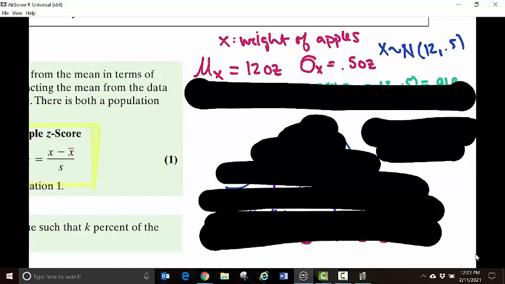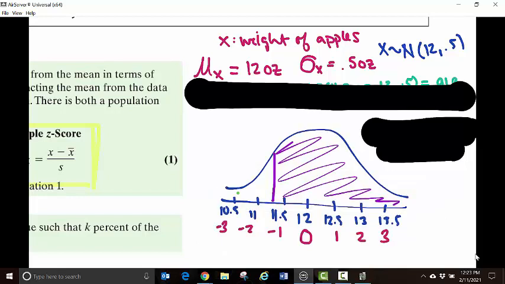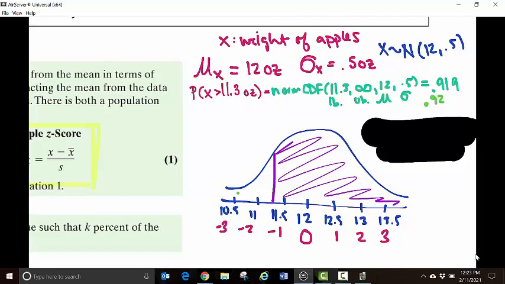So within 1 standard deviation is 68% of those apples in the orchard. Within 2 standard deviations is 95% of the apples in that orchard. And I could even draw a picture. Okay? And then what if the question is, what's the probability I go out in that orchard blindly and randomly pick an apple and weigh it? What's the probability that that apple will weigh more than 11.3 ounces?